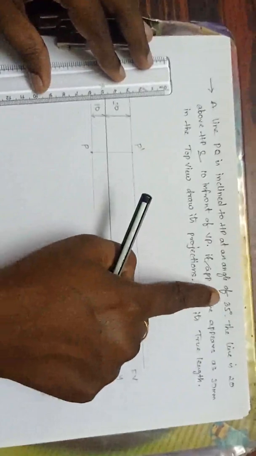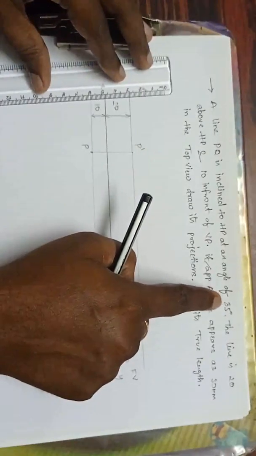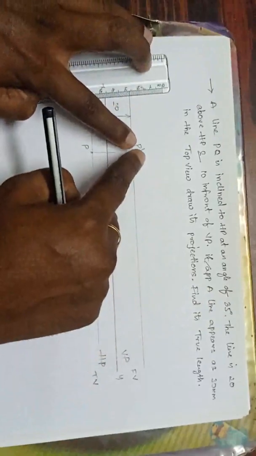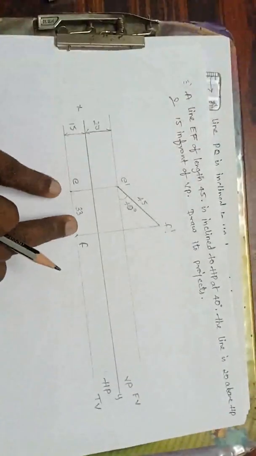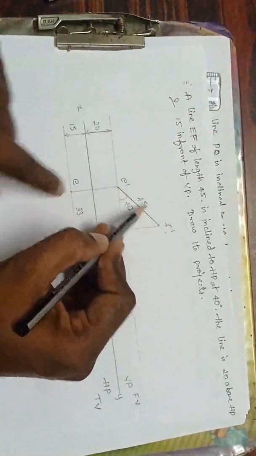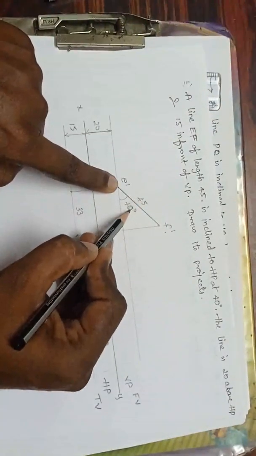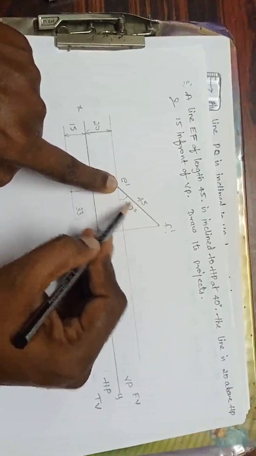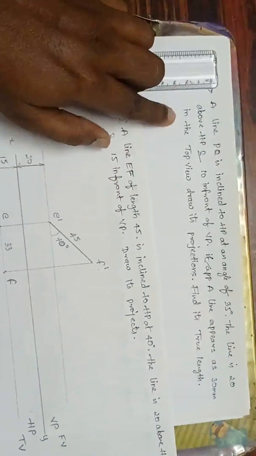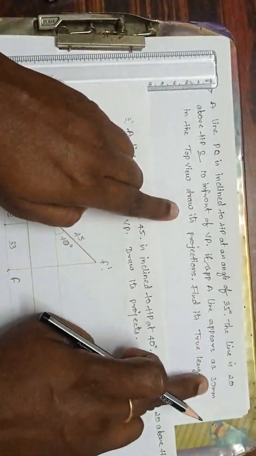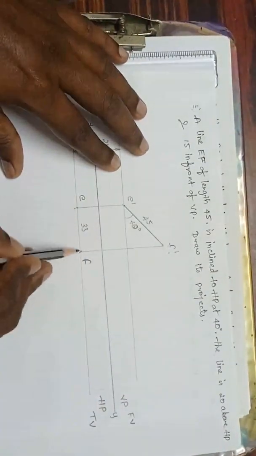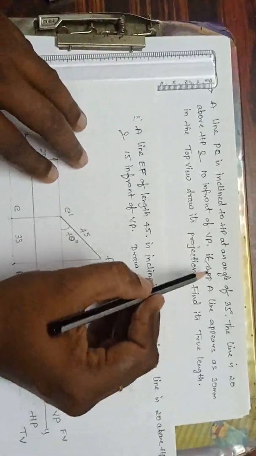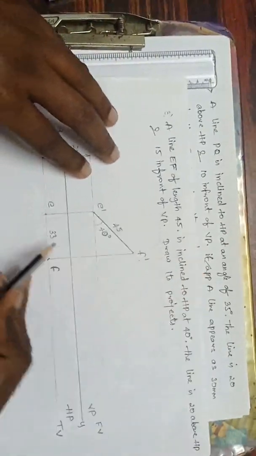Now what he said, this is inclined at 35 degrees to HP. Means that inclination I can see in the front view. Yes, but I don't know the original length. See here, he has given inclined at 35 degrees to HP. Here I know the angle, but I don't know the length, so I cannot draw. But he said that it appears as 30 mm on the top view. He has given this imaginary length. How much he said? He said it is 30 mm.